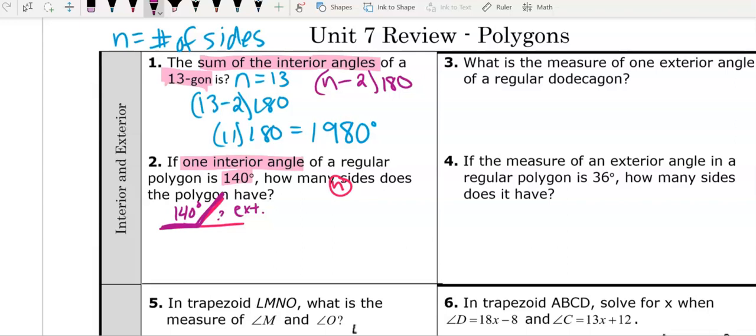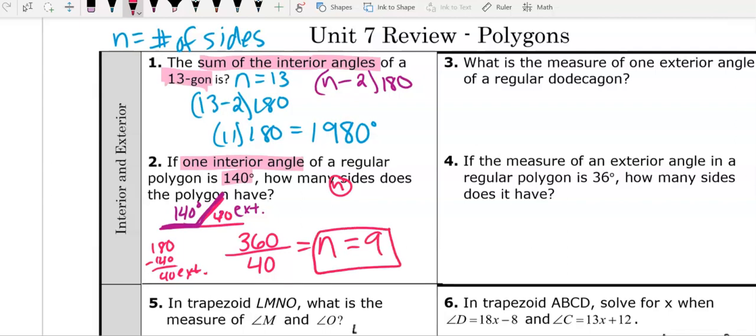So if this is a straight line, what is the exterior angle? The exterior angle will be 40, because it does add up to 180. So if we have 180 minus 140, we get 40 for that exterior angle. And then we will say 360 divided by the exterior angle will give us n. So in this case, n is 9.